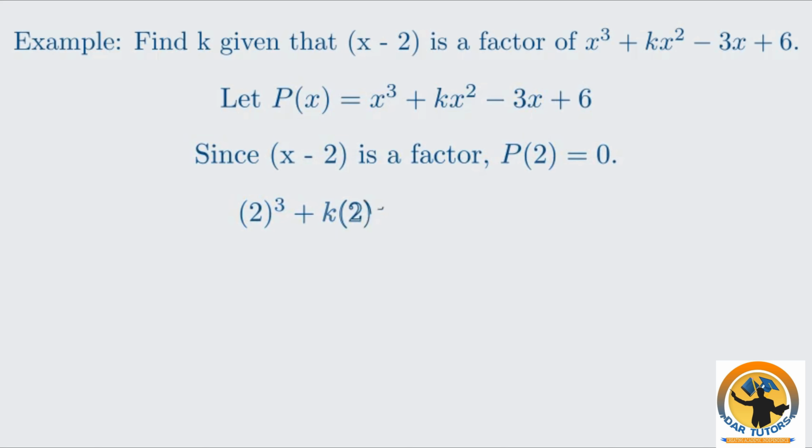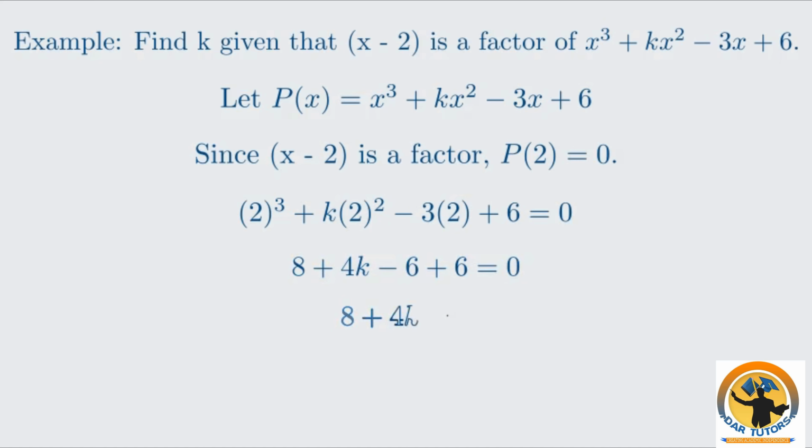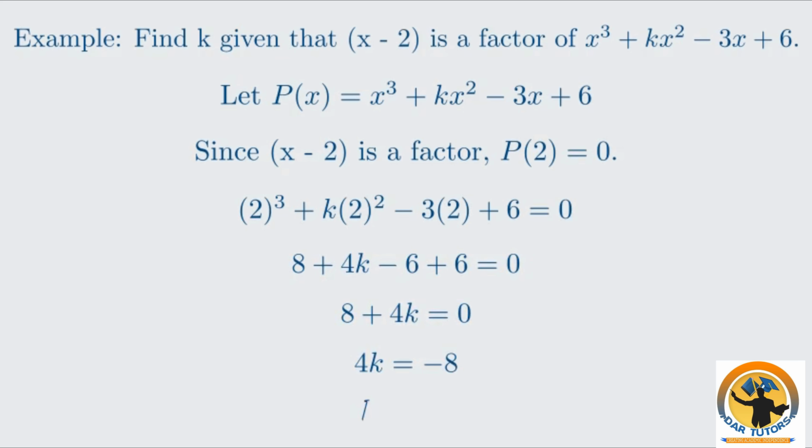2 cubed plus k times 2 squared minus 3 times 2 plus 6 equals 0. Simplifying this, we get 8 plus 4k minus 6 plus 6 equals 0. The negative 6 and positive 6 cancel out, leaving us with 8 plus 4k equals 0. Solving for k, we subtract 8 from both sides to get 4k equals negative 8, and then divide by 4 to find that k equals negative 2.